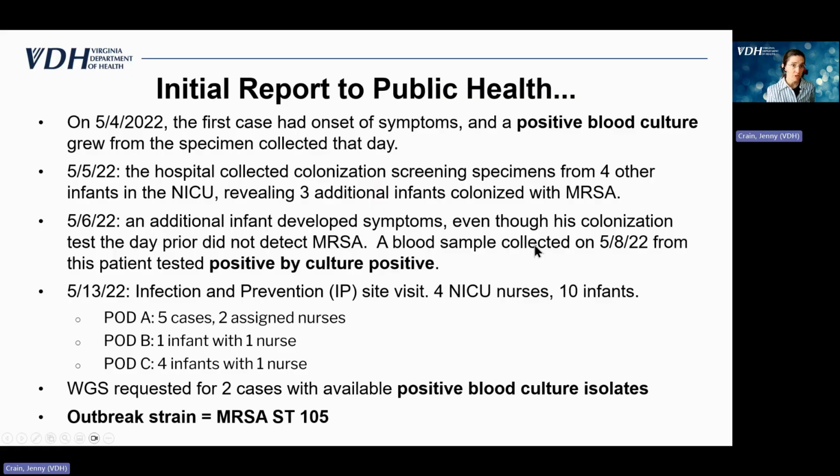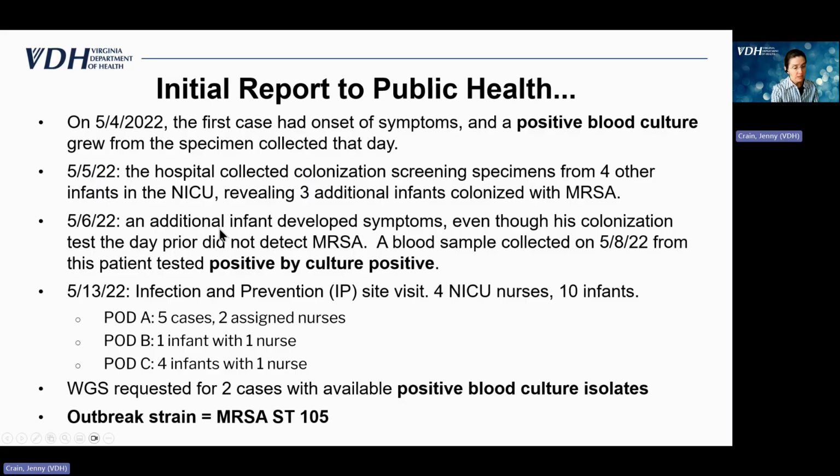All right, so just to review the two outbreaks and how the timeline and sequence of events occurred. On May 4th, 2022, the first case had onset of symptoms and a positive blood culture and MRSA grew from that same specimen. In response, the hospital collected colonization screening specimens from 4 other infants, and 3 of them were deemed to be positive with MRSA. Correction. So 4 were tested and 3 were colonized with MRSA.